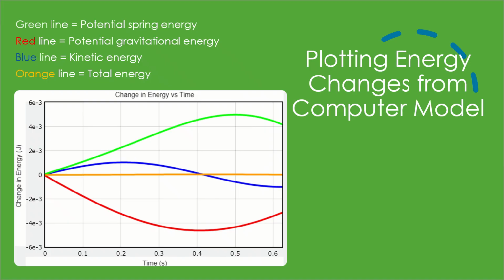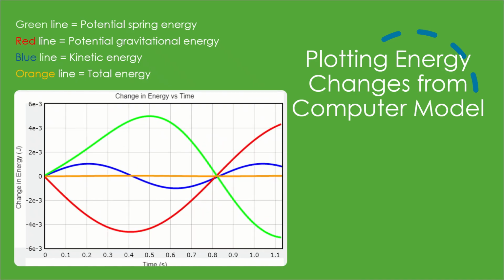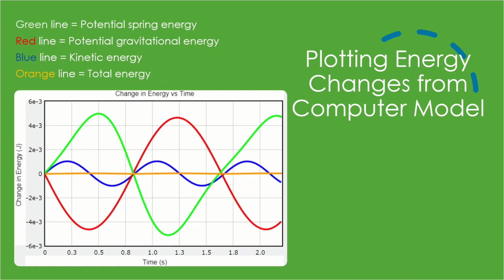Plotting energy changes from the computer model. From the model, spring potential is larger at maximum stretch. Gravitational potential energy is largest at the top of the motion. Kinetic energy peaks as the mass passes through equilibrium. The total energy line is almost flat. Small drift means small losses or numerical error. This is our main diagnostic that the model and parameters are reasonable.